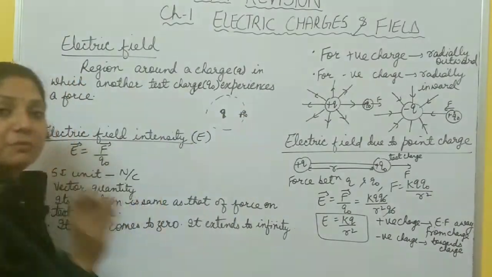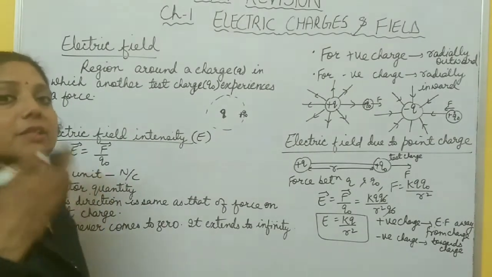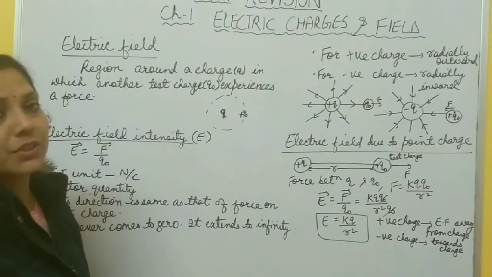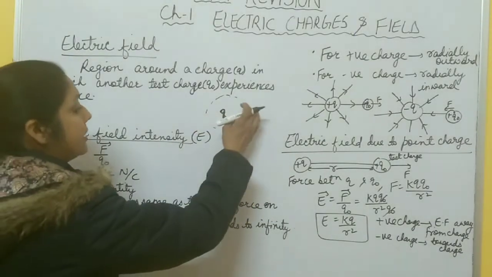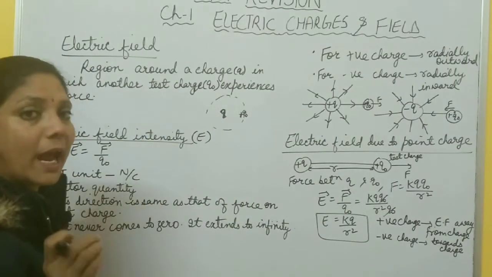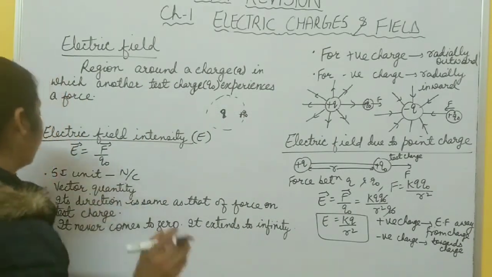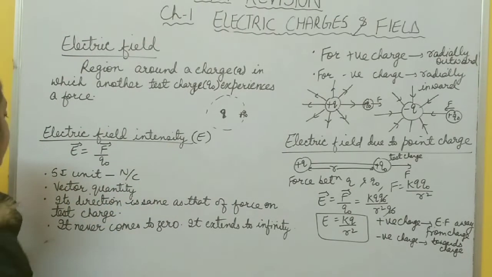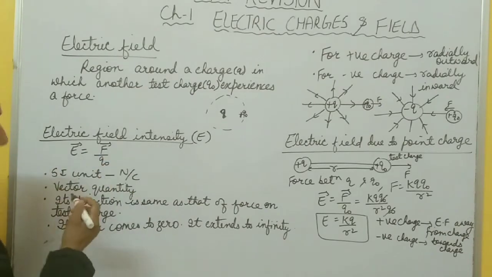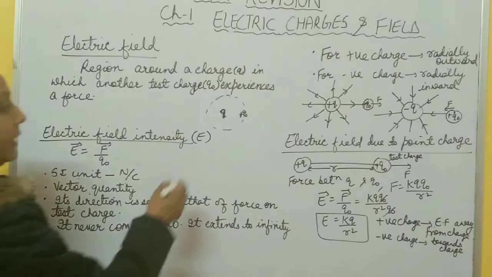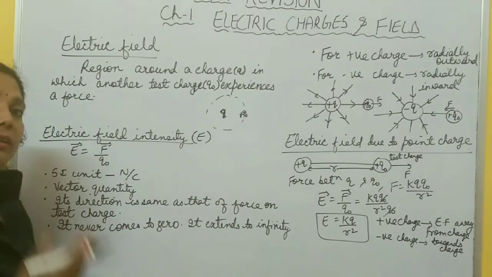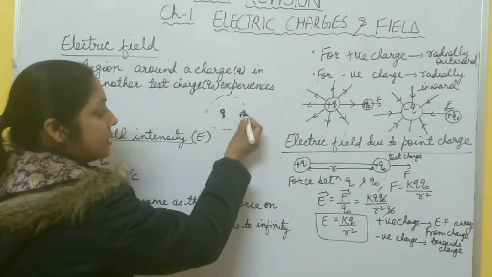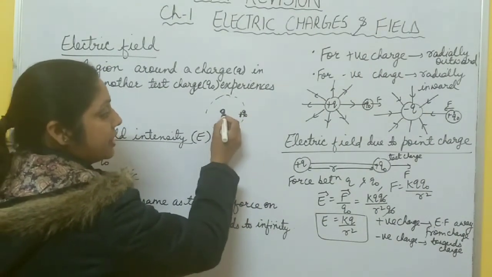This test charge must be very small so that it does not create its own electric field. Otherwise, the two electric fields intersect, which is not possible. So electric field intensity is force per unit charge experienced by a test charge. Its SI unit is Newton per Coulomb. It is a vector quantity, and the direction of electric field intensity is always the same as the direction of force. How much force is experienced by this test charge due to this positive charge?